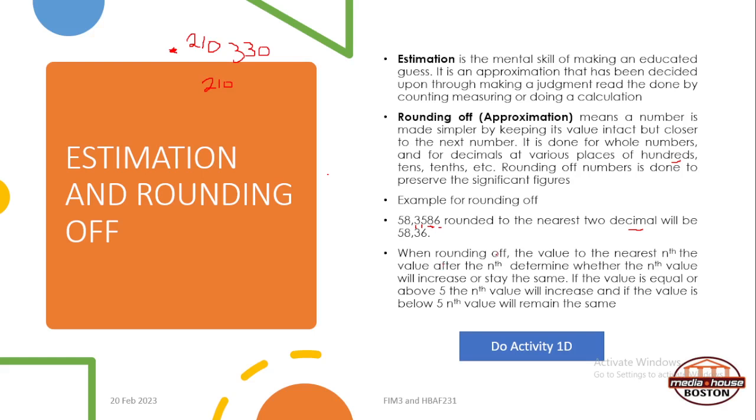So here it says that when rounding off the value to the nearest nth, the value after the nth. So what does the nth represent? The nth represents either if you are rounding off to the nearest tens, or the nearest hundred. So you will take a look at the value next to the nth value that you're actually going to round off at. So therefore, if it's above 5, the nth value will increase, and if the value is below 5, the nth value will remain the same.